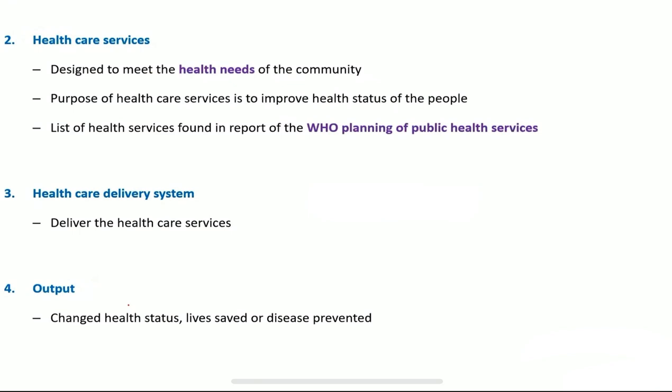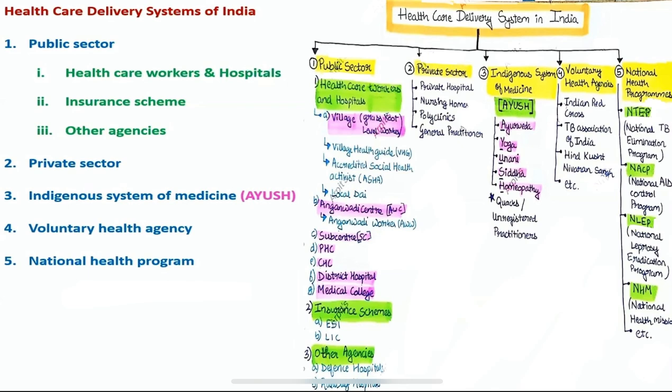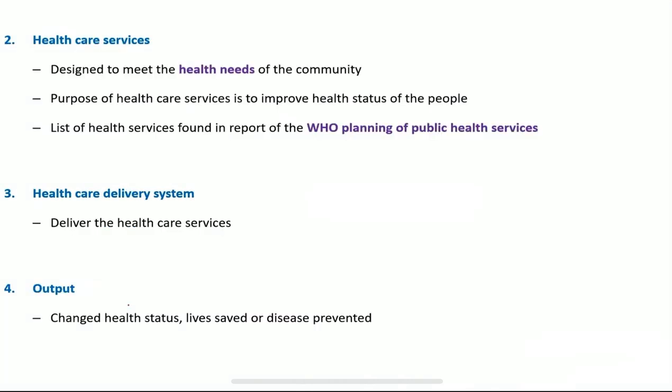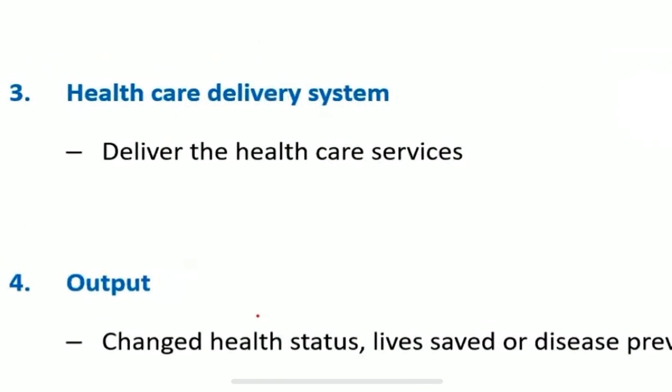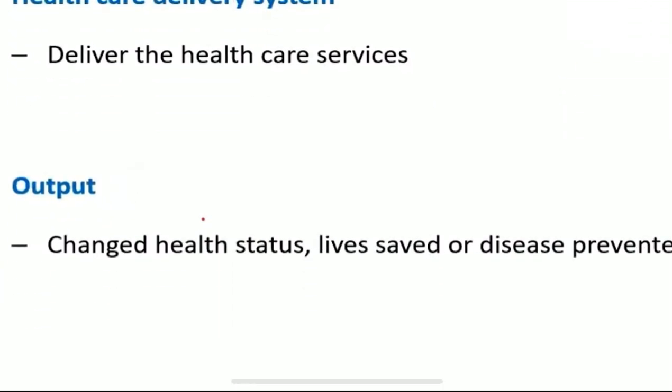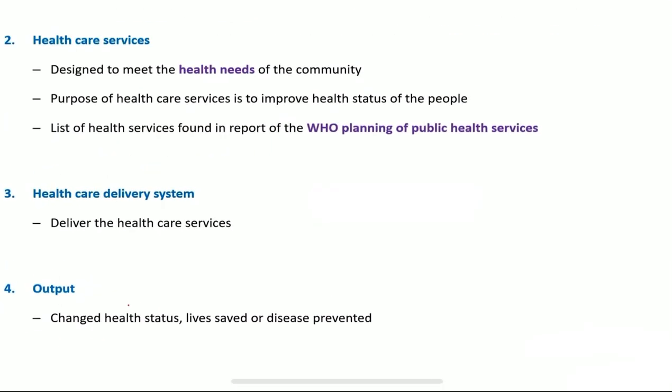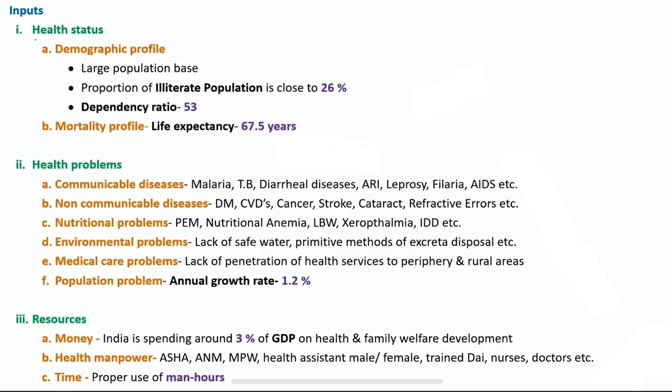Next, moving on to the healthcare delivery systems. The healthcare delivery systems are designed or intended to deliver the healthcare services, which we are going to discuss in detail in our next slide. Only remember, we are designing it to deliver the healthcare services. Lastly, we have the output. Output is nothing but the changed health status of the people, the lives saved and the diseases prevented. So this was all about the model.